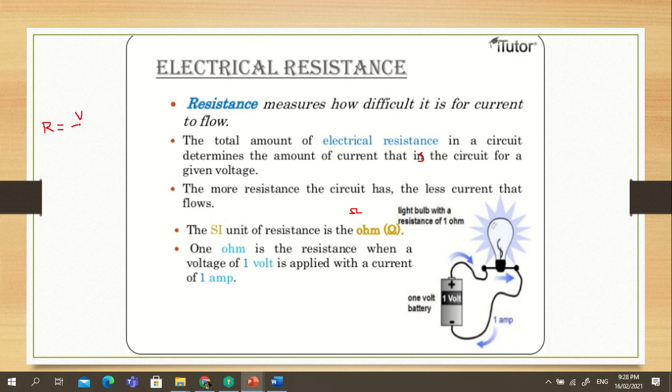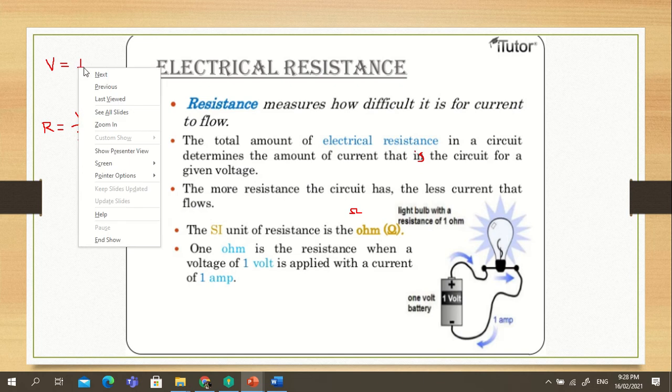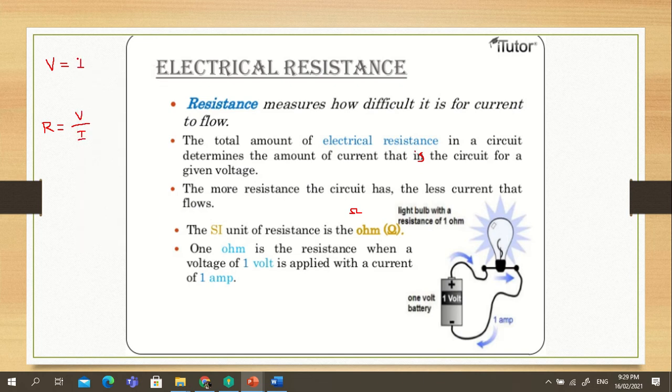In mathematics, this is expressed as R equals V over I. So when you're asked to find the resistance, if you know the voltage and you know the current, you will be able to calculate the resistance. Or from the basic concept, V, the voltage, is just the product of the current and resistance. So V is equal to IR.